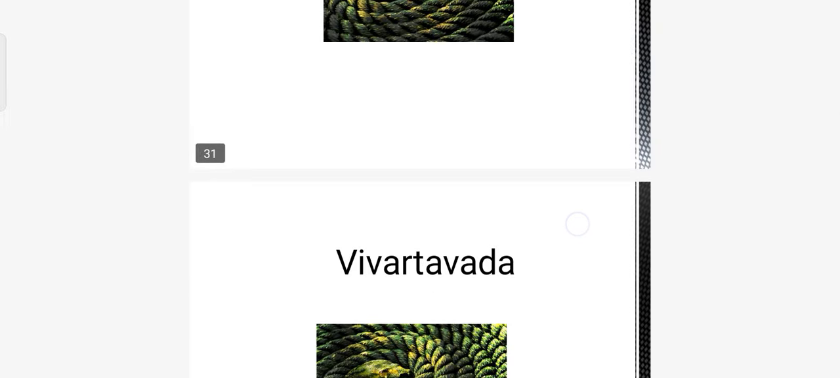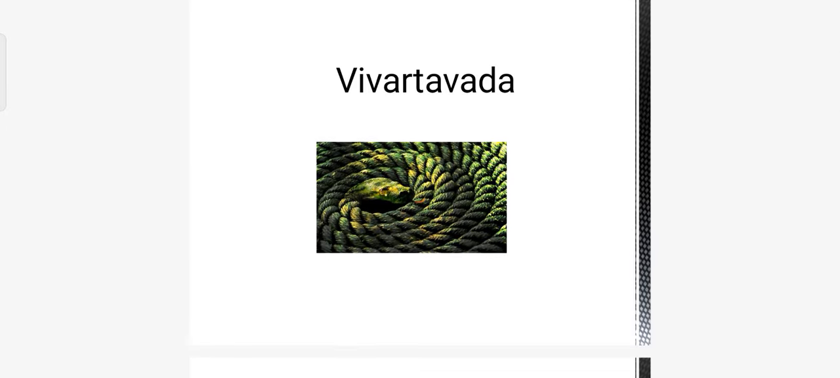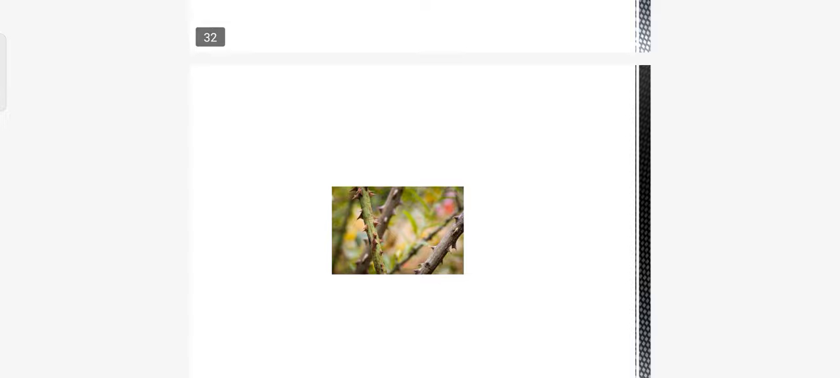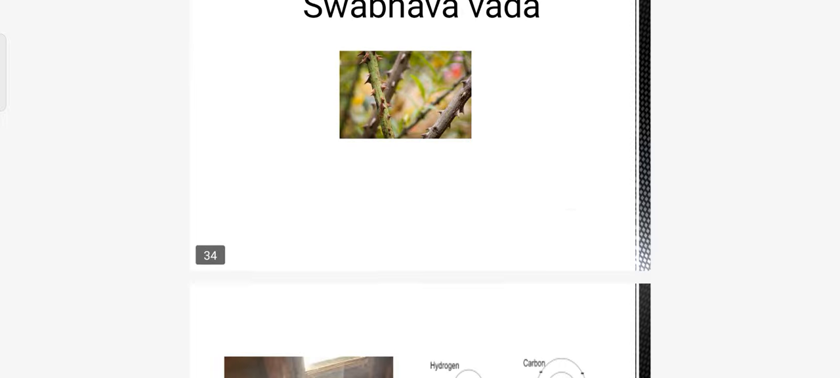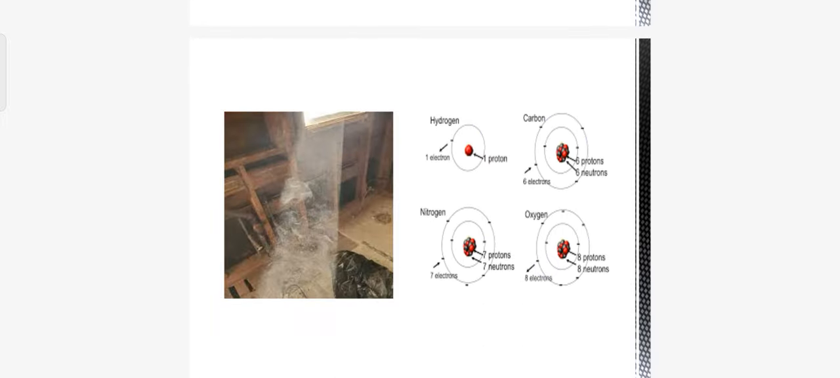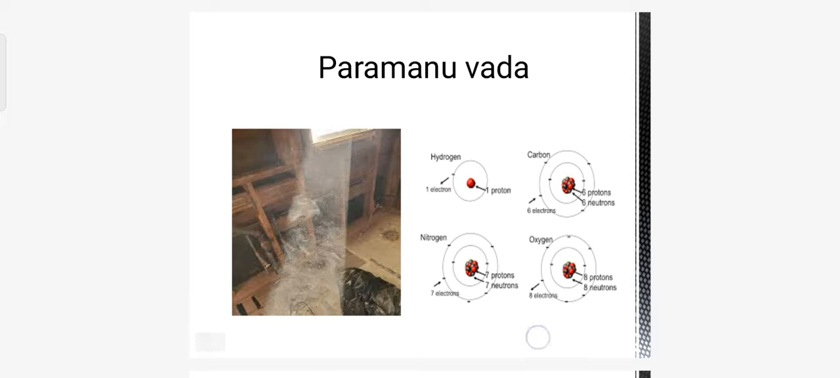So moving on to this example, where you see a rope looking like a sarpa, it can be taken as an example of Vivarta Vada. Moving on to the next, the thorns present on the stem of a plant can be taken as Swabhava Vada, because depending on the plants they will be having thorns, it's a Swabhava. They are having different colors, it's the Swabhava of those things. So moving on to the next one, it's a very easy Vada. You can see a light beam coming through dust, and there is one more example alluding to atoms. That is nothing but the Paramanu Vada.